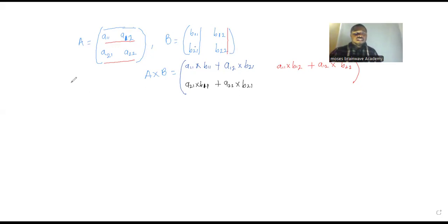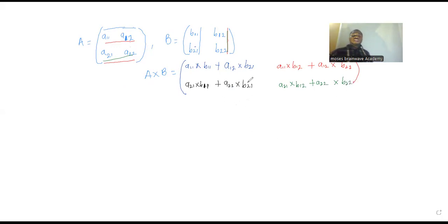Good. Then lastly, I want to get the element in the second row and second column. So I'm going to take the second row, multiply it with the second column lastly. So here I'm going to have A21 multiplying B12, plus A22 multiplying B22.